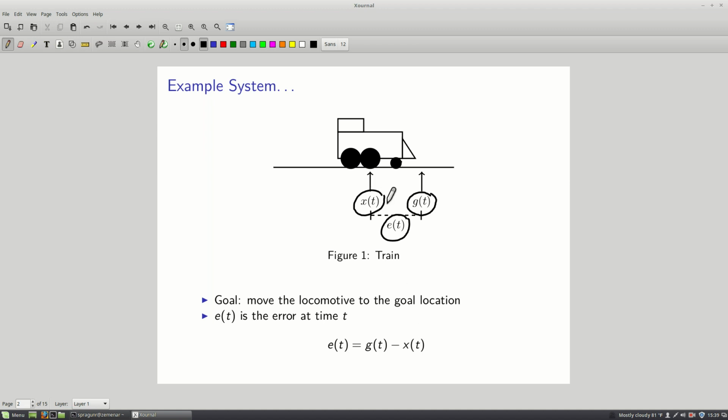And all of these are functions of time. So where this t is expressing the idea that the configuration of state is going to change over time. The error is expressing the error at a particular time, and presumably this goal location could also change over time. So this is a pretty general kind of control problem.